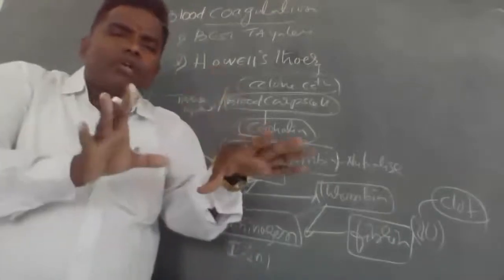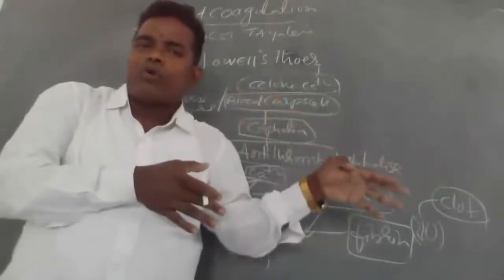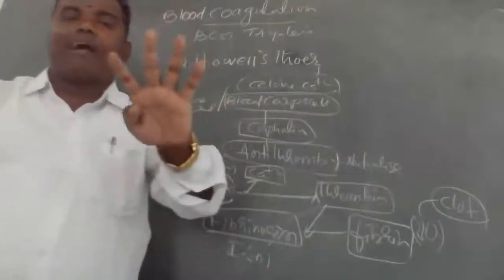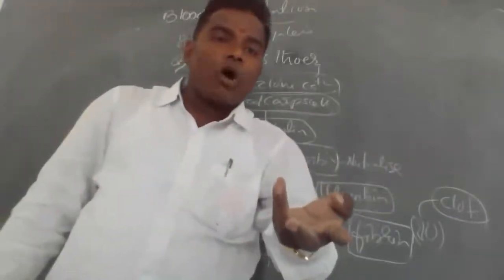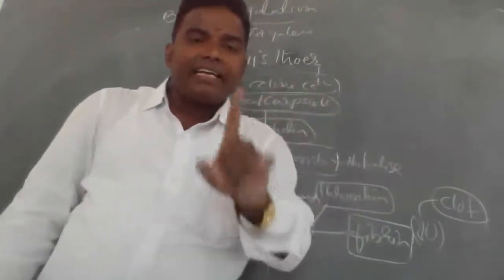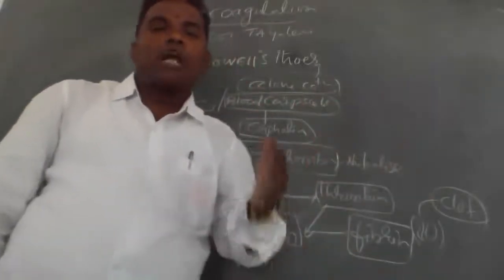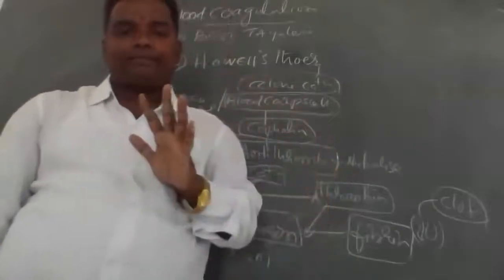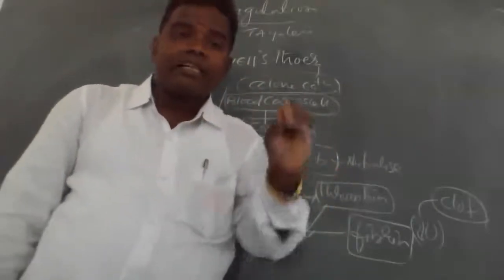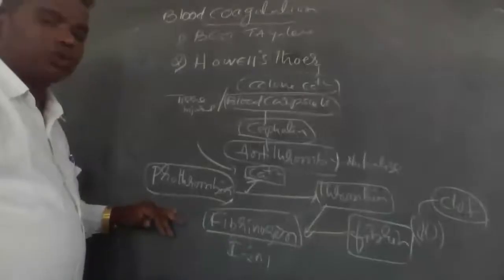It is similar to Wooldridge's theory, of course, but in that theory, 4 factors are involved for blood coagulation. But here, calcium is directly involved. Thromboplastin is not involved here. Number 1, very, very important. Okay, so that is very, very important.